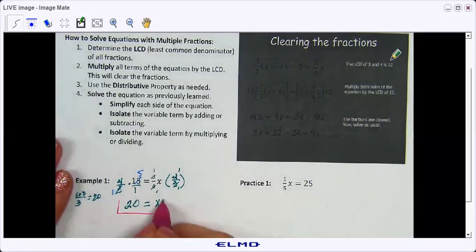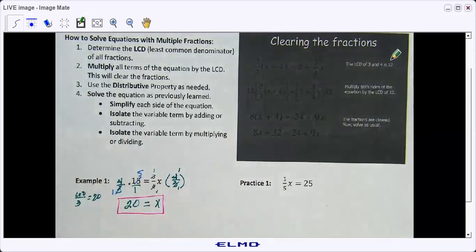Okay. So this is just a review of something that we've already done. Was there anything I said that was confusing or that you didn't understand that I can maybe read? Yes. It doesn't matter where your variable is. It could be 20 equals x or x equals 20.